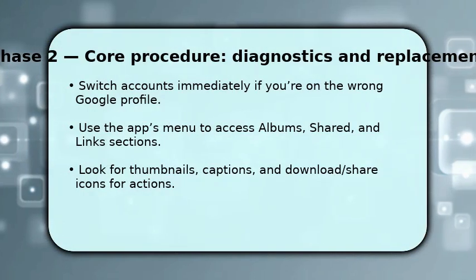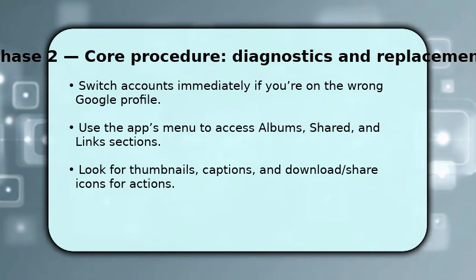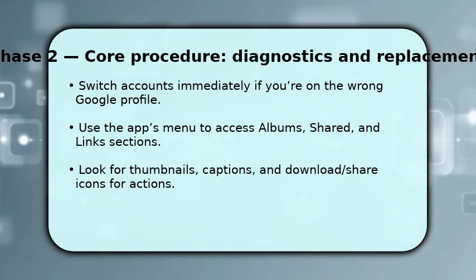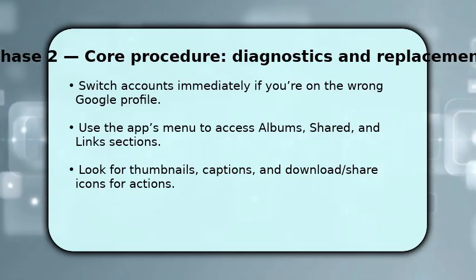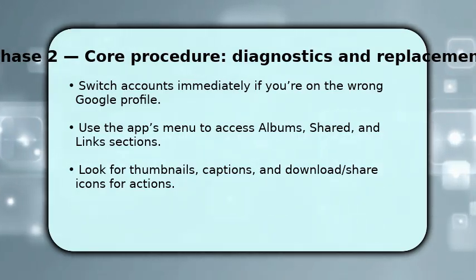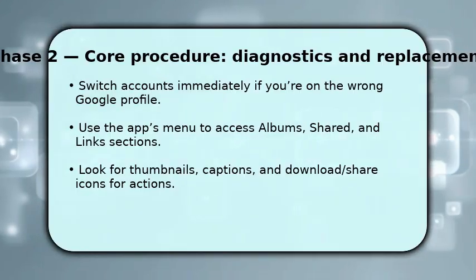Once the link loads, verify the account shown at the top. If it's the wrong profile, switch accounts right away so you can access the shared items. If the link lands you inside the Google Photos app, use the back or menu to find the Shared tab where links and albums appear.